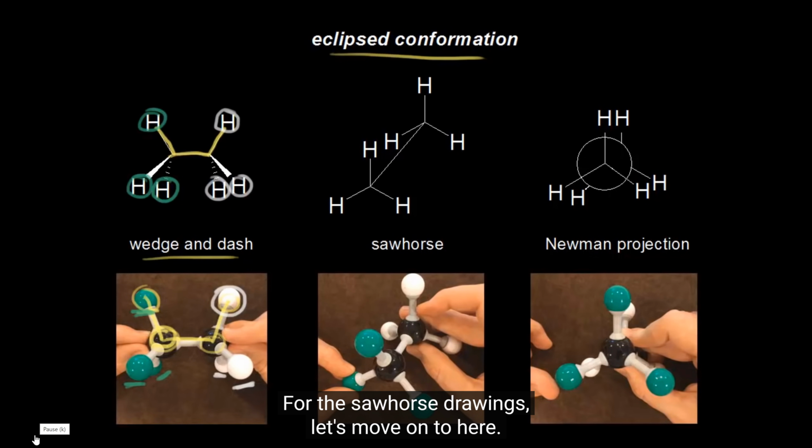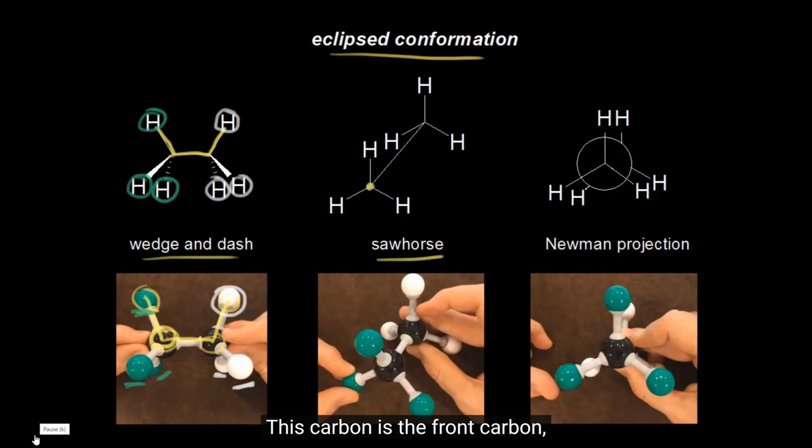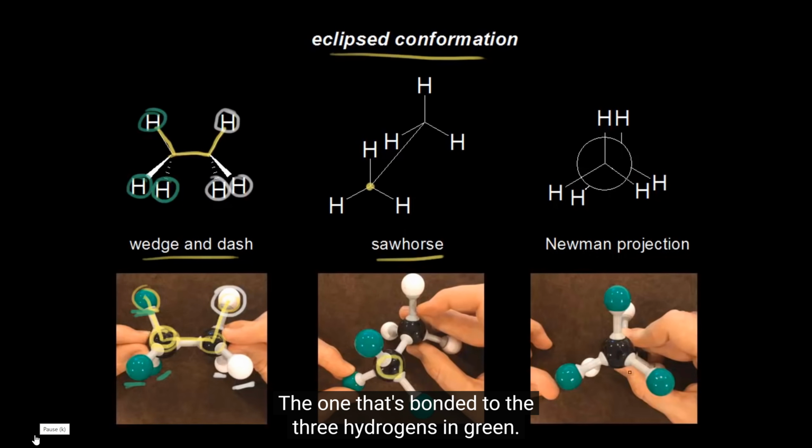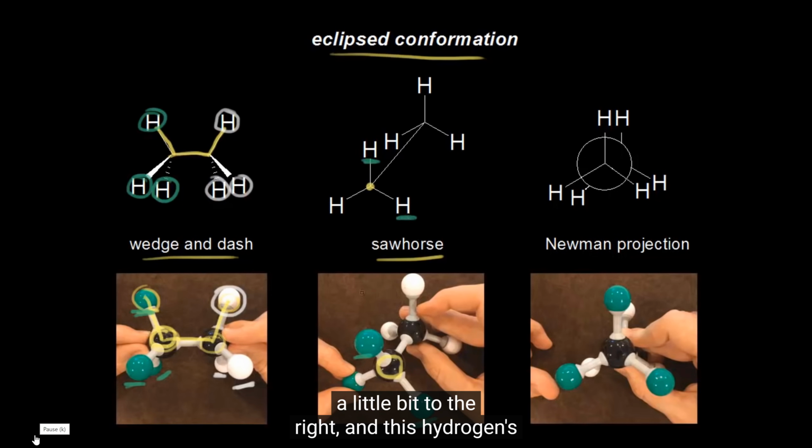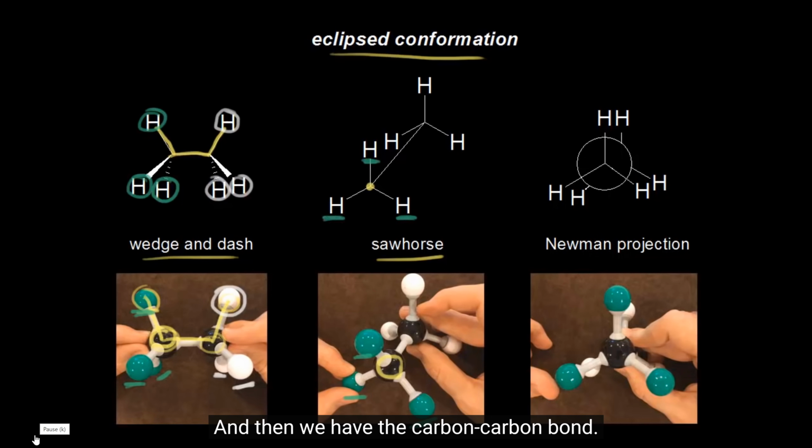For the sawhorse drawings, let's move on to here. This carbon is the front carbon, so that's this carbon right here, the one that's bonded to the 3 hydrogens in green. So let me highlight those. So we have one hydrogen, this one right here is going up, so that's our hydrogen in green going up. This hydrogen over here is going down a little bit to the right, and this hydrogen is going down and to the left. And then we have the carbon-carbon bond, so let me draw that in here.